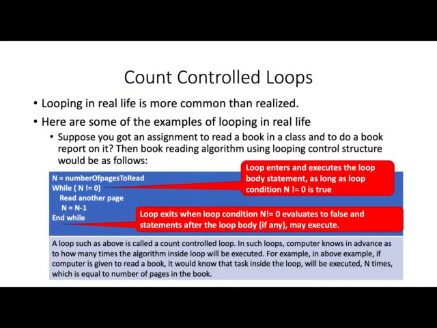You're reading it. The reading algorithm reads one page at a time. So the book reading loop will execute a fixed number of times and it is known in advance how many times it will execute. So in this case, this book reading algorithm executes n times, which is equal to the number of pages in the book. So that's the characteristic of count control loops. We know in advance how many times it will execute.